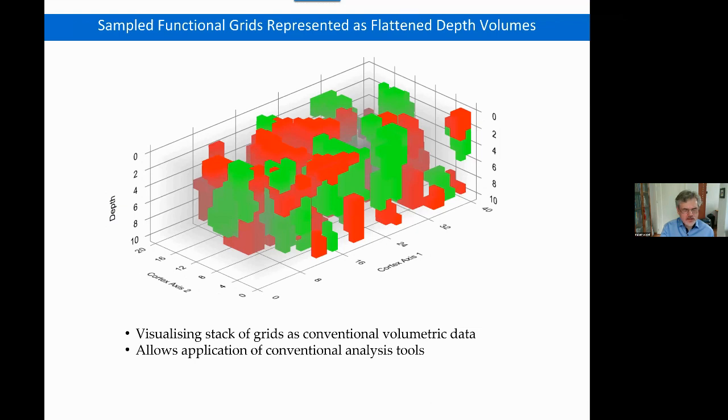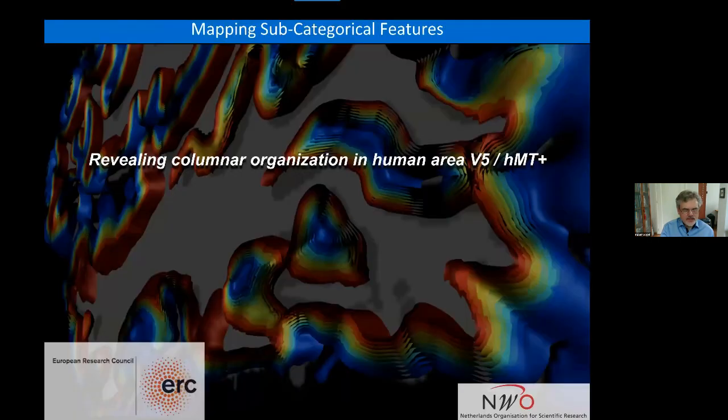Our regular depth grid modeling technique also allows us to visualize smaller cortical regions as flattened 3D volumes, which allows us to apply many tools developed for volumetric data. The picture here shows 2 measured features in green and red, and we can see that they largely form columnar clusters extending through the depicted depth dimension. I'm now showing an example application of this technique, which was the first application of columnar mapping in extrastriate cortex.